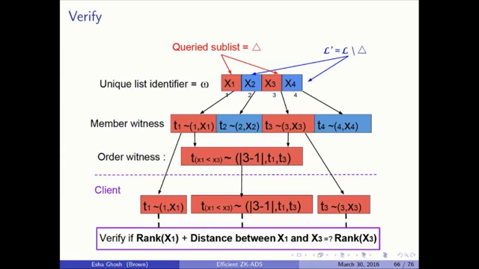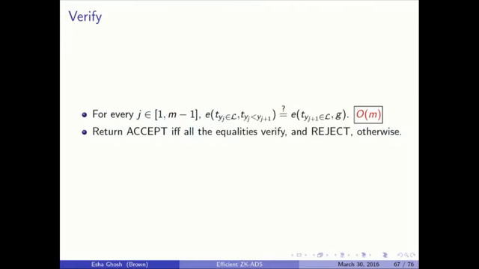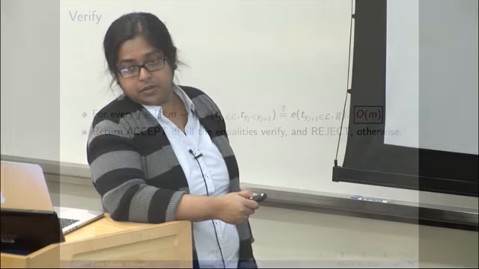Okay, so this is the idea of the verification. Remember the member witness encoded the rank information in a blinded way. So the client, in a blinded fashion, checks this equation: when the queries are x1 and x3, it checks that the rank of x1 plus the distance equals the rank of x3. So that's just the check. This is the order witness that the server had computed.